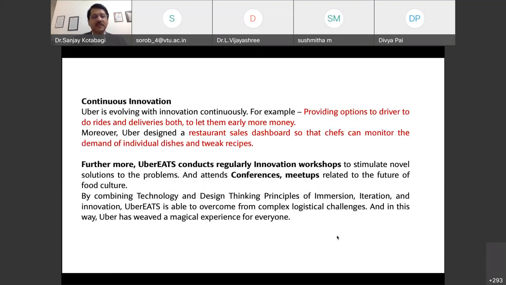Okay, so the continued innovation is providing the option to drivers to do rides and deliveries both. So they have Uber cabs and Uber Eats both. The drivers can collect the parcels and deliver them, and at the same time they can have the rides also. They can have both. And one more change they brought in is the sales dashboard of the restaurant. They designed it in such a way that they can monitor the demand of individual dishes and other recipes, so that which is more in demand, they can keep in stock. That will give them the judgment on certain fast moving items in the restaurant. So this is how exactly the design principles really worked for the companies.